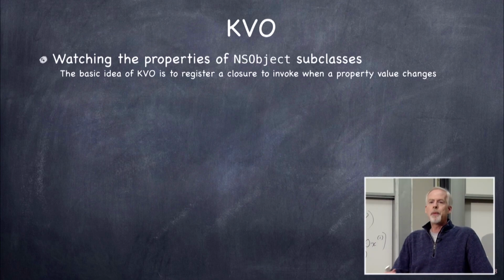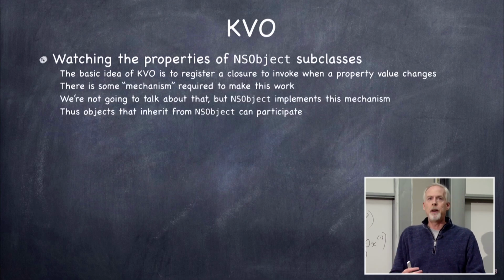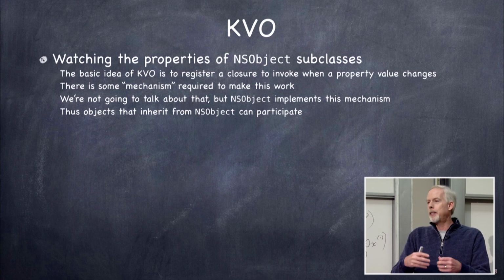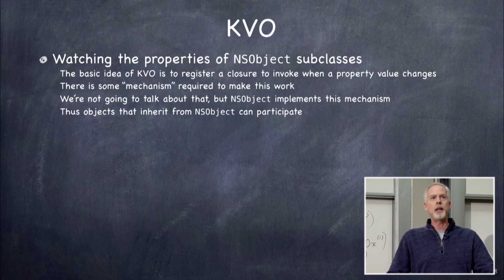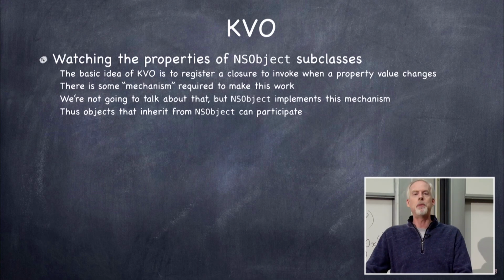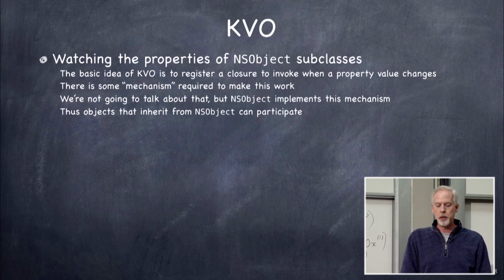So what is KVO? The basic idea here is, when it comes right down to it, the idea of registering a closure that gets executed when a property on a subclass of NSObject changes. Okay, that's pretty much what it is. Now, let's talk about some of the caveats I just put there. To make KVO work, you can't just have any property and you change it and someone can register a closure. Think about the overhead of doing that, okay? You would not want that for every property. A lot of properties are probably inlined by the compiler, so there's no way you'd be able to do that. So there's a mechanism that's required to do this.